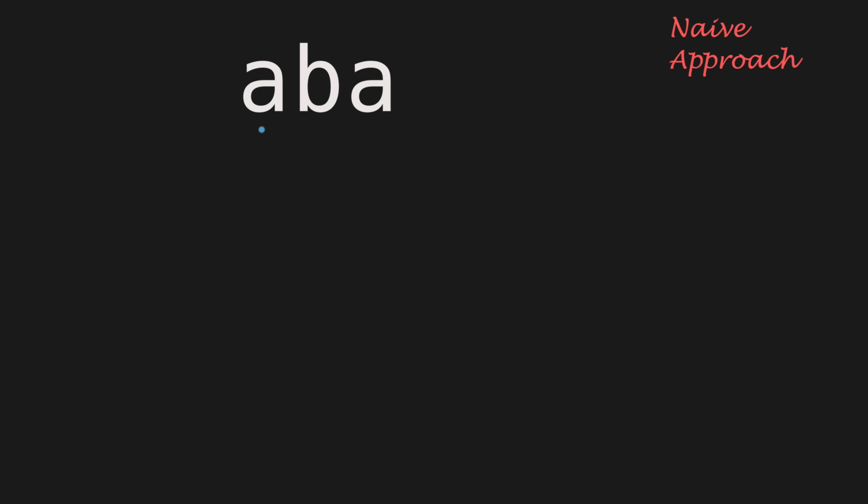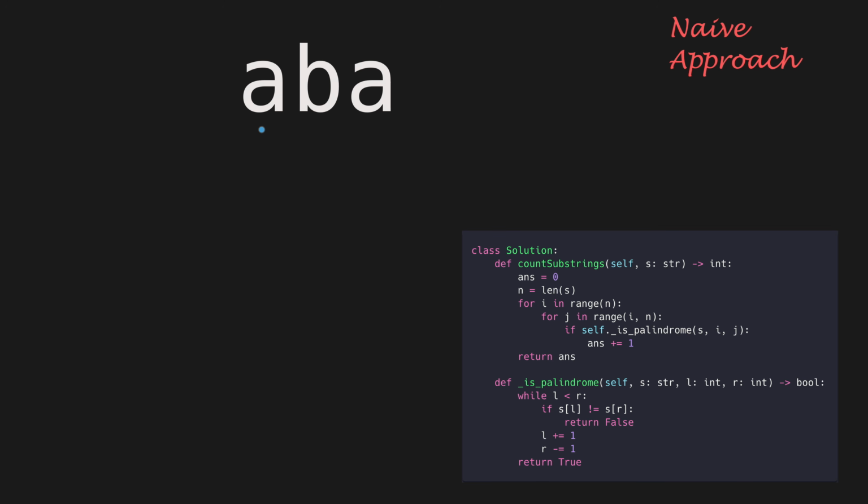Alright, now that we have a clear picture of the problem, let's brainstorm a solution. The most intuitive way to start, often called the brute force or naive approach, is to simply generate every single substring. And for each one, we check if it is a palindrome. And we can generate every possible substring using two nested loops. The outer loop using the index i will select the starting character of the substring, and the inner loop using an index j will then determine the ending character.